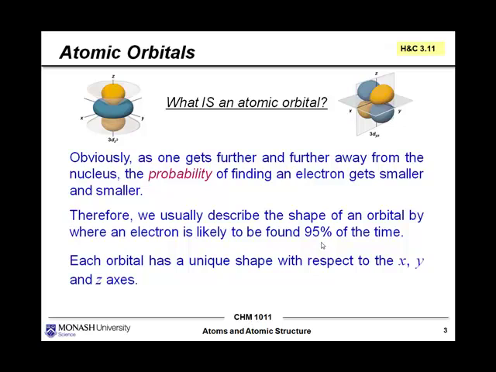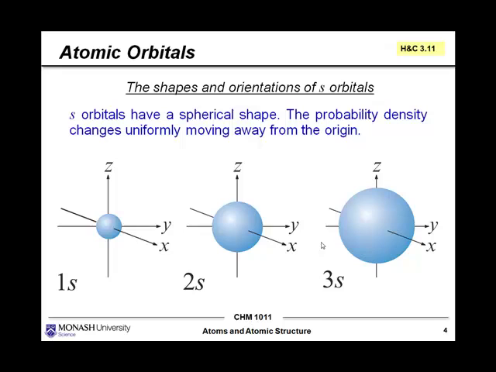Obviously, as one's getting further and further away from the nucleus, the probability of finding that electron is smaller and smaller. So we usually describe the shape of an orbital by where an electron is likely to be found around 95% of the time. Each orbital has a unique shape with respect to the x, y, and z axes. Okay, on this slide you can see a couple of examples, and these are d orbitals. The orbitals that you should be familiar with as a part of Chem 1011 are s, p, and d orbitals.